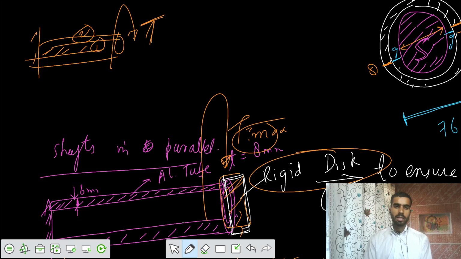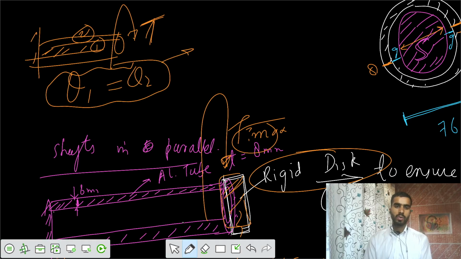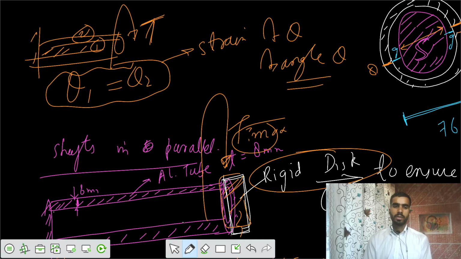We say that we have the compatibility that theta in 1 is equal to theta in 2, because both will have the composite action. So there is a strain compatibility. If one gets rotated by theta, the next one would also get the same amount of angle of twist theta. So theta 1 is equal to theta 2, and this is the compatibility condition in the strain in the composite bars, composite shafts.